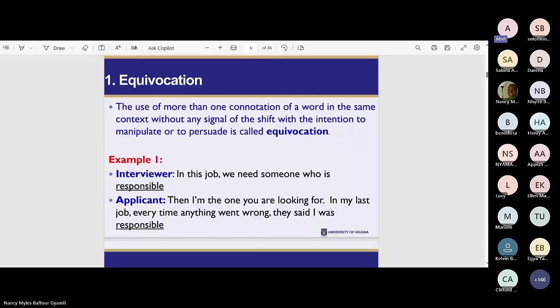Equivocation. The use of more than one permutation of a word in the same context without any signal of the shift, with the intent to manipulate or persuade, is called equivocation.